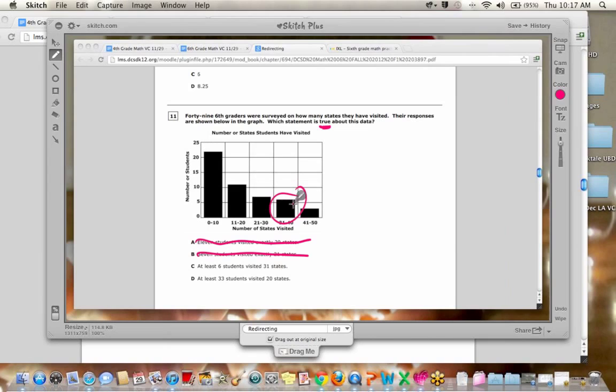That's slightly over 5. I think that's probably it, but let's see. At least 33 students visited 20 states. Let's see. No, no way, because that's only 10 students. So our only response is that at least 6 kiddos went to 31 states.